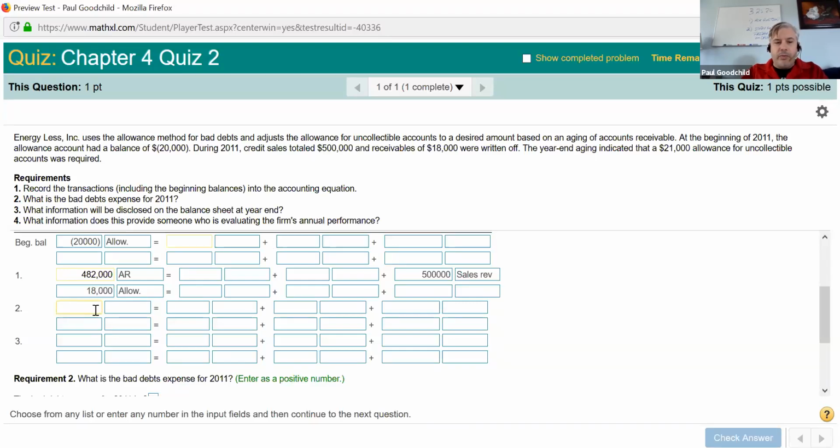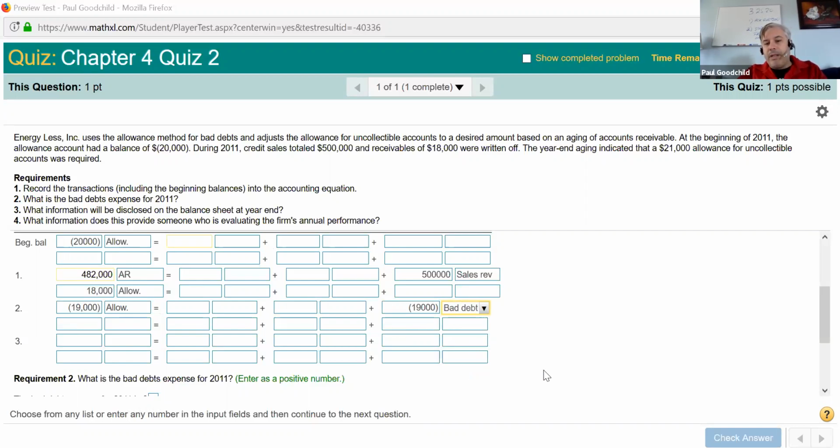So number 2, bad debts expense would be 19,000 for the allowance and 19,000 for bad debts expense.